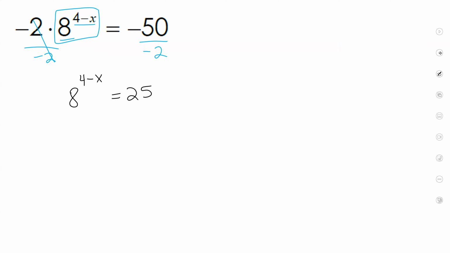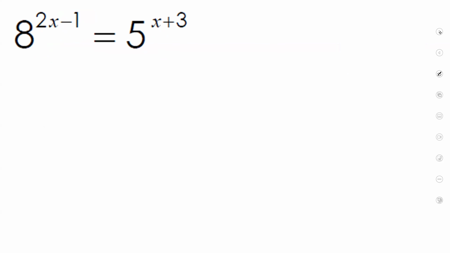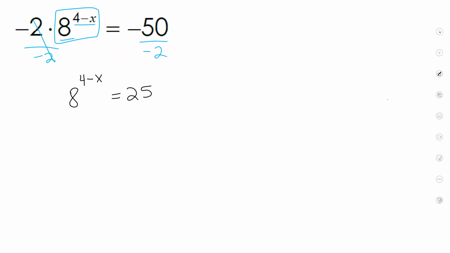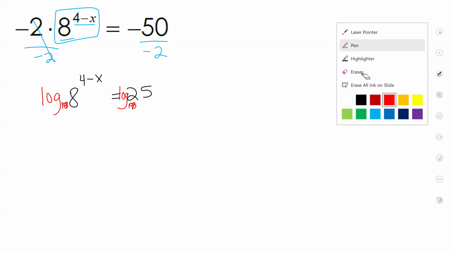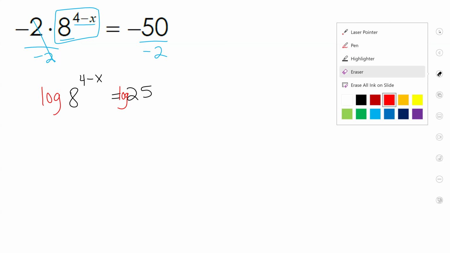Okay, let's go back to the steps. We did that part. Now we're going to take the logarithm of each side. So let's go ahead and do that. I'm going to take the log of each side. So log. It does not matter which base you want to use, as long as you use the same log on both sides. You can turn this into a log 7, log 9. You can do log base 10. You can do whichever one you want, okay, as long as they're the same. They need to match on both sides. Okay, so we took the log of both sides.